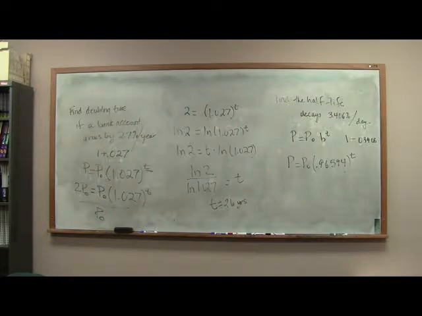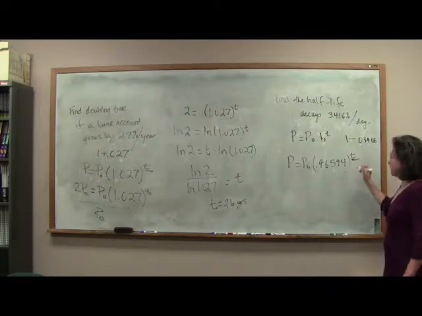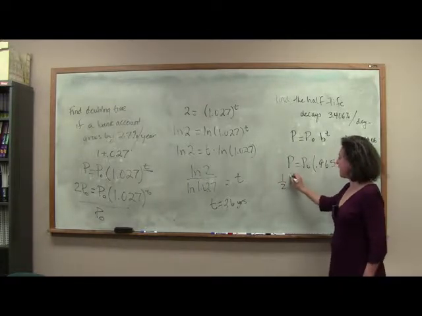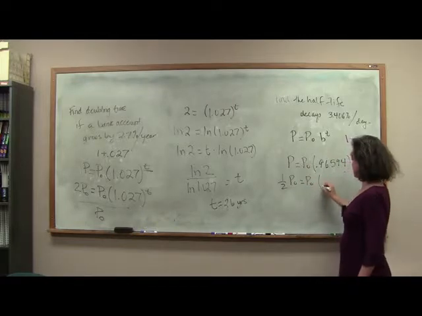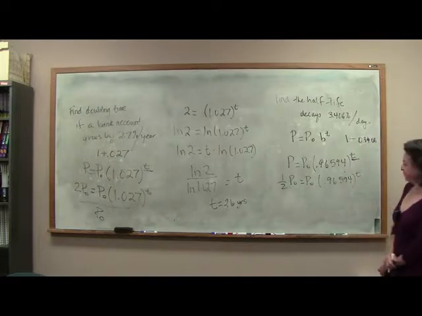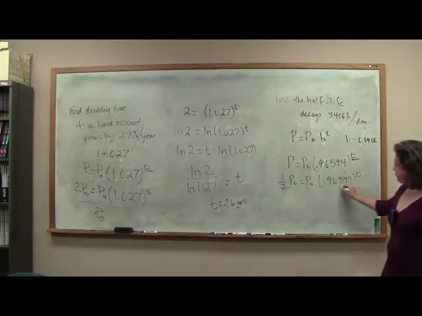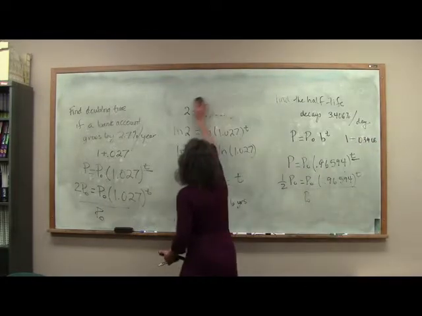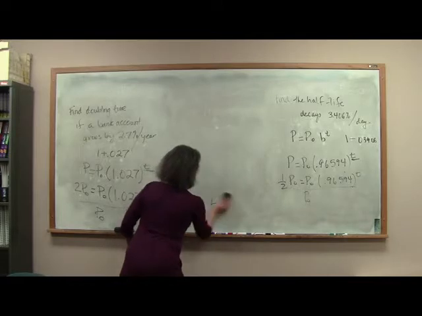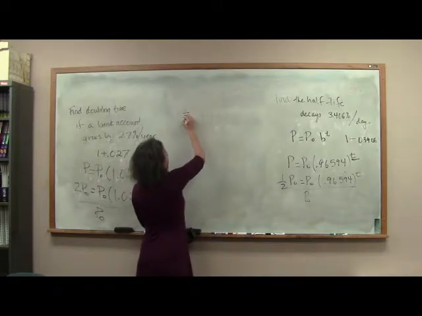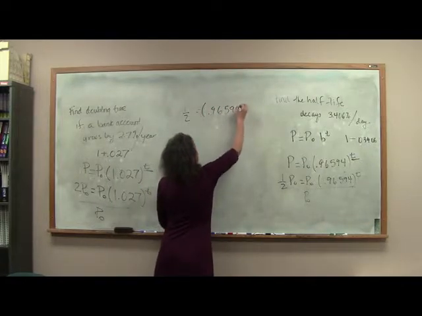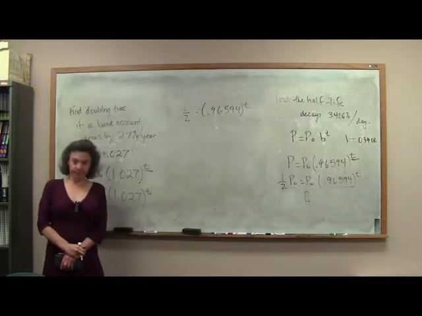Notice again, we want to find our half-life. That's our time. It's the time for what? It's the time it takes to have half of our original amount present. We'll solve this again by dividing both sides by P sub 0. And if I do that, I'll see that I get a 1/2. And on my right side, I have 0.96594 to the power of t.